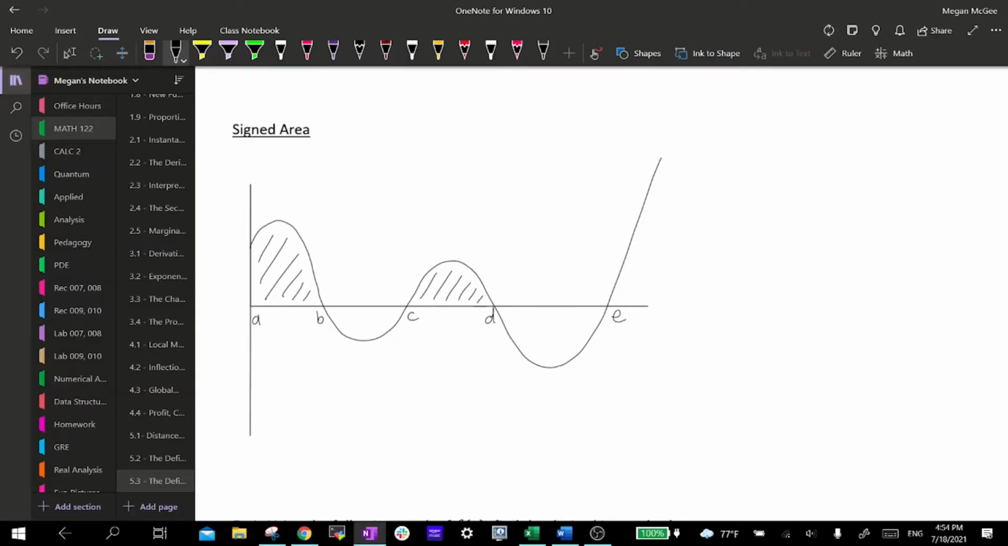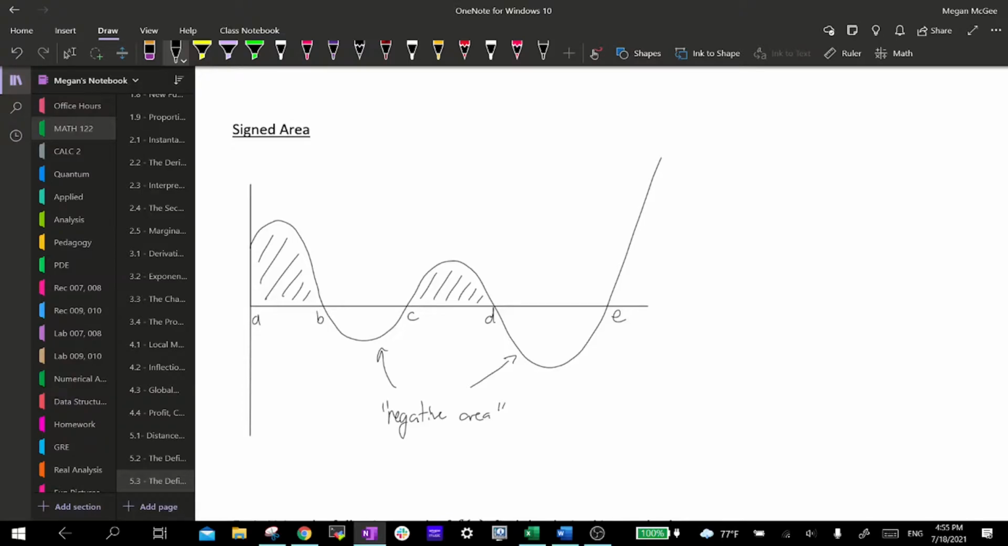Alright, this is where we introduce the idea of, I'm going to put this in quotes, negative area, between b and c and d and e over here. And I put it in quotes because area can't be negative, right? You can't have a negative area, that just doesn't make sense. However, we are going to count this area negatively when we're trying to find the total area encompassed by this function.